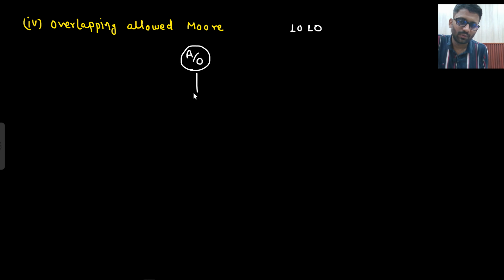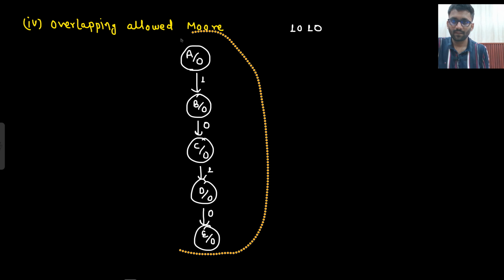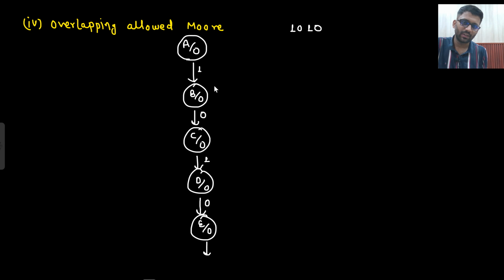Should be very easy for you. If 1 is applied, go to state B, output still 0. If 0 is applied, then I am going to state C. And if again 1 is applied, I am going to state D. And again if 0 is applied, I am going to state E. And then if again 1 is applied, 1010. Okay, sorry. Here only I am getting output 1.